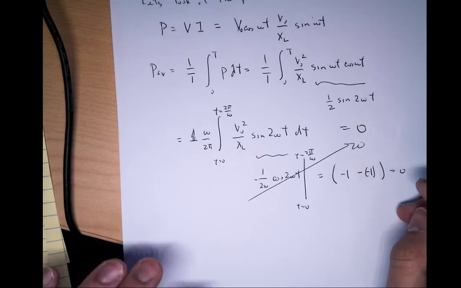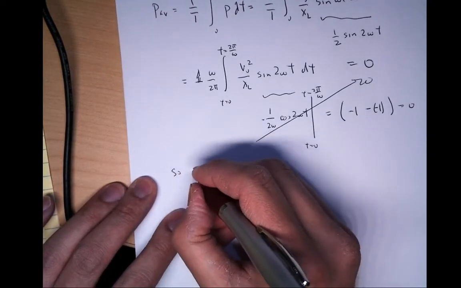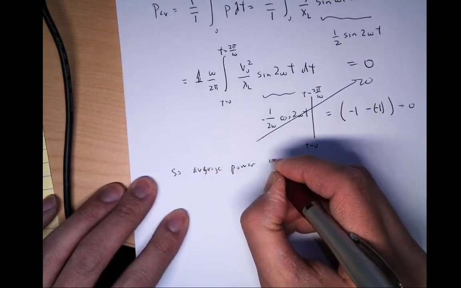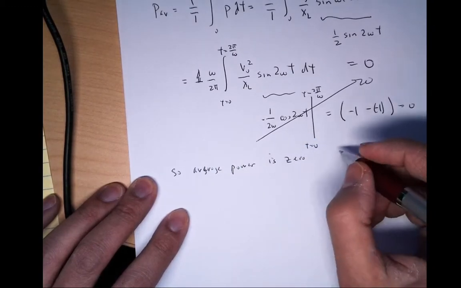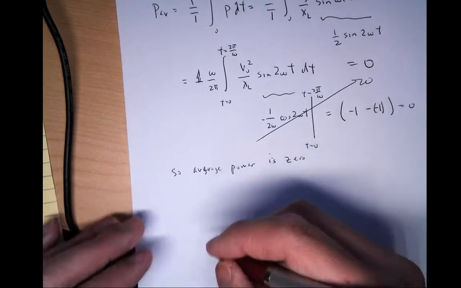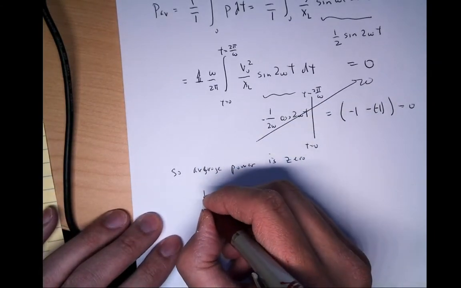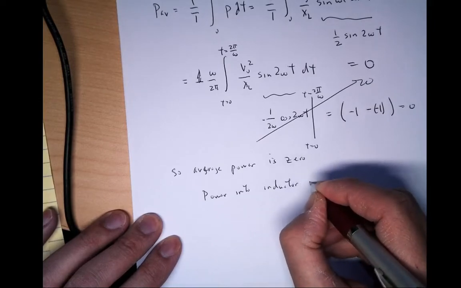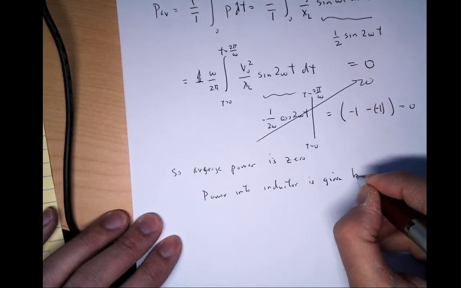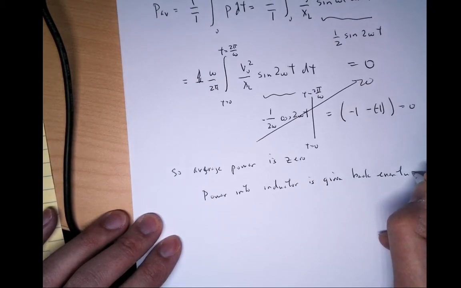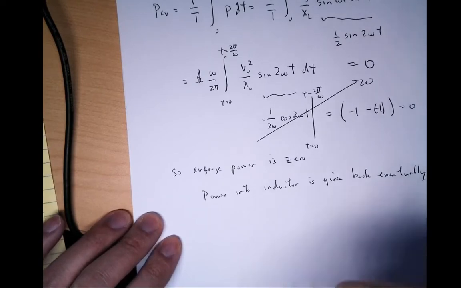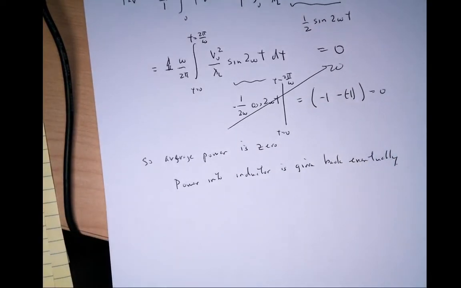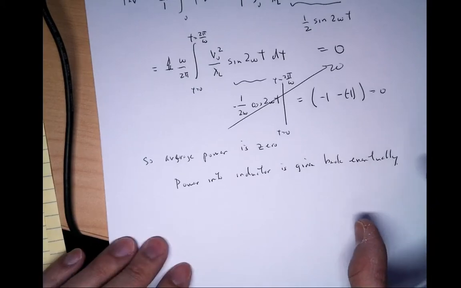So average power is 0. What that means is that the power that goes into the inductor is given back eventually. And the same would be true for capacitors. The only thing that actually draws power ultimately is a resistor. A resistive system is necessary in order to draw power.